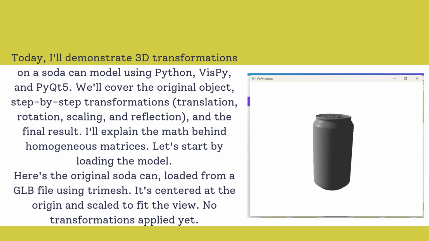Let's start with loading the model. You can see on this side, it's from the VisPy canvas. Here's the original soda can loaded from my GLB file using trimesh. It's centered at the origin and scaled to fit the view. No transformation applied yet.